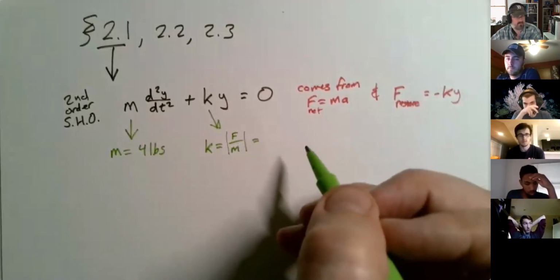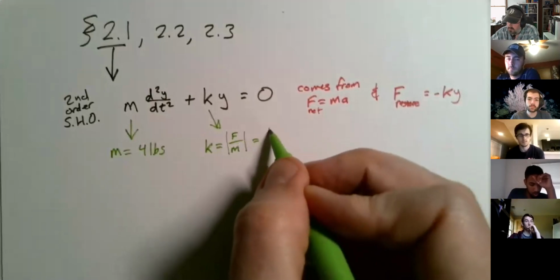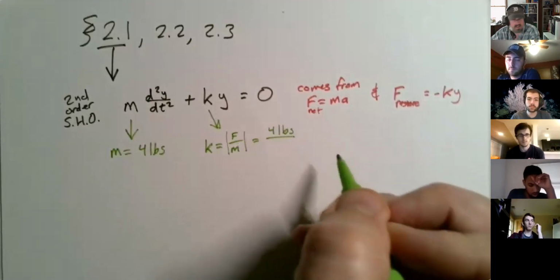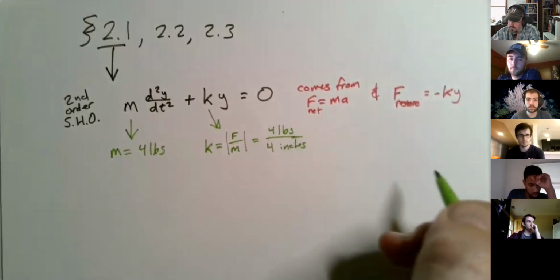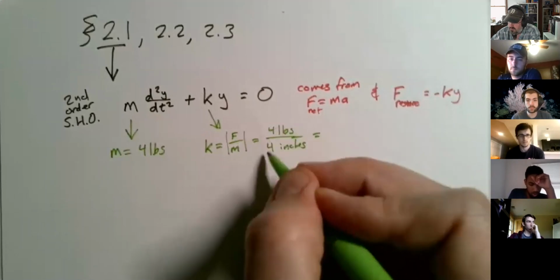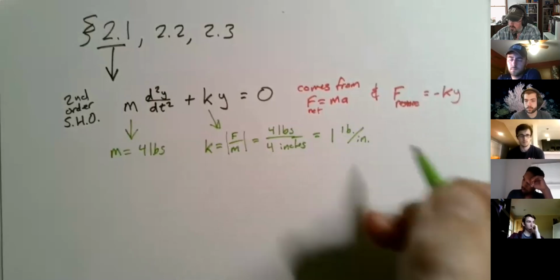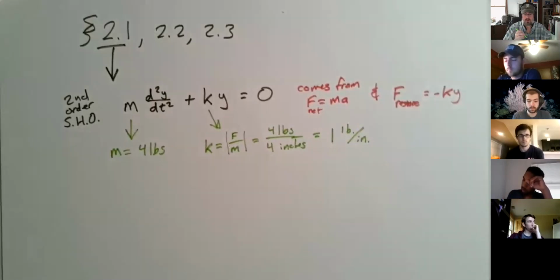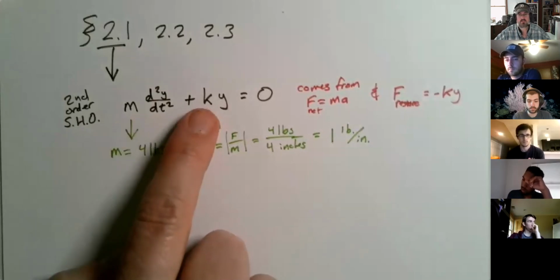And so for us, that first sentence says a mass weighs 4 pounds and it stretches the spring 4 inches. And so the K value that we're working with is 4 over 4, which is just 1, and it's 1 pound per inch. So notice we're using pounds for mass, pounds per inch for K.